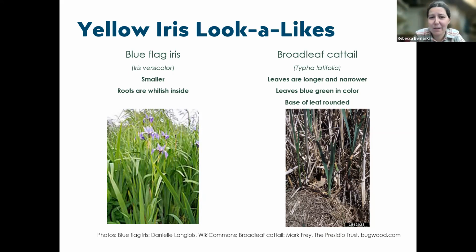Broadleaf cattail is another lookalike because it does have similar looking leaves. However, the leaves are going to be longer and narrower. They're going to be more of a blue-green in color, and if you look at the base of the leaf, it is going to be rounded instead of flat.